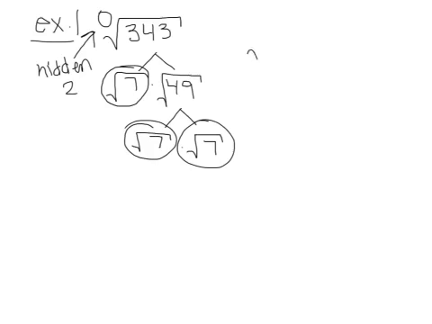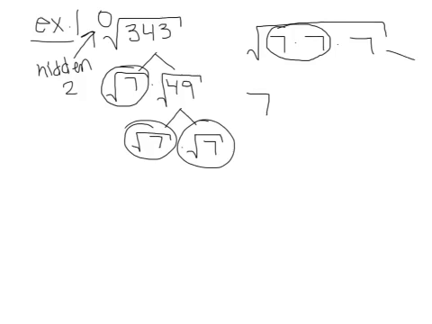So when I rewrite this, I have 7 times 7 times 7. Here, the index states that I need 2, so I have 2 right there, and I'm going to pull that number out. This right here, I don't have another 7 to go with it, so I'm going to leave that under the radical, and that is my final answer.